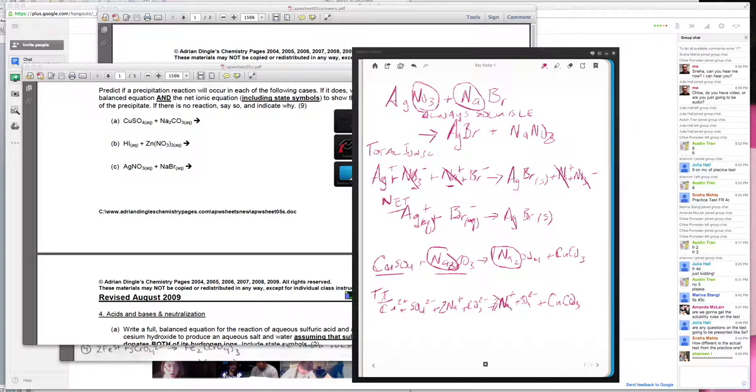Then the sodiums are the same on both sides, and the SO4 2- are the same on both sides, leaving you with Cu2+ aqueous + CO3 2- aqueous yields CuCO3, and that's a solid.